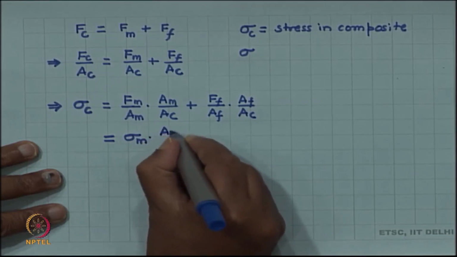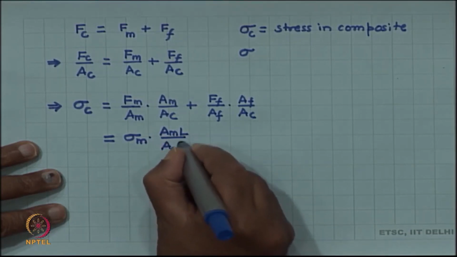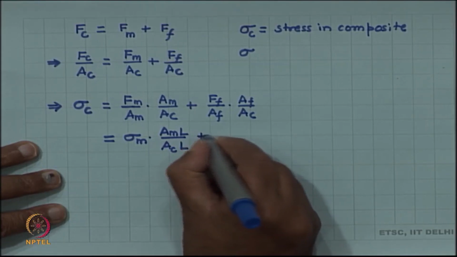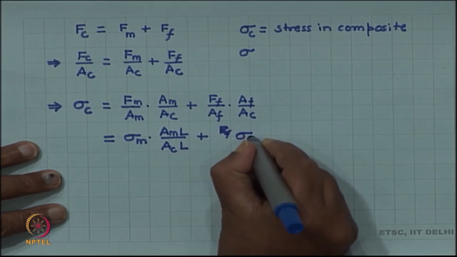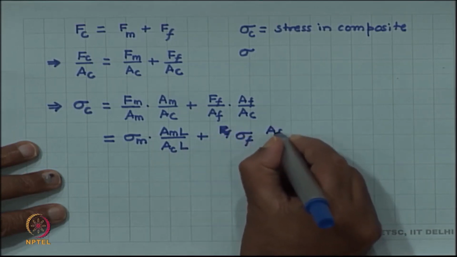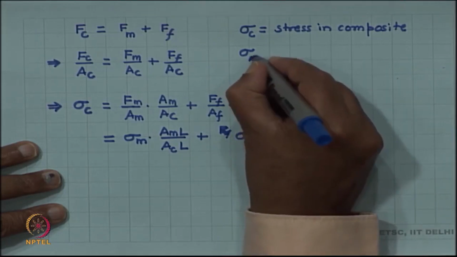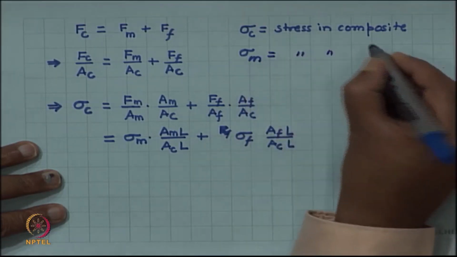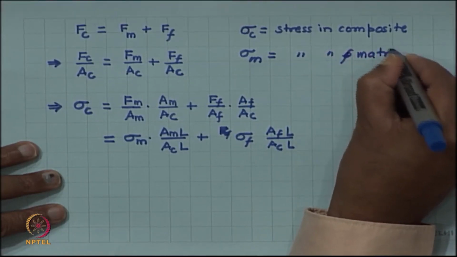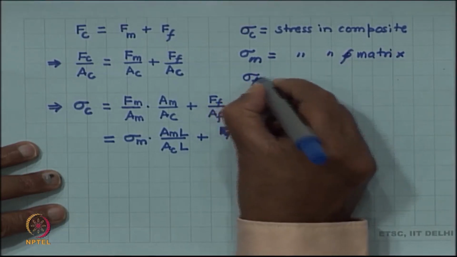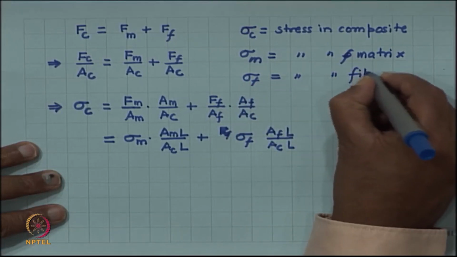and for this fraction, I multiply the numerator and denominator by L to convert them into recognizable volumes. Similarly, F f by A f is sigma f, and then I have A f into L by A c into L. So, sigma m is stress in matrix and sigma f is stress in fiber.